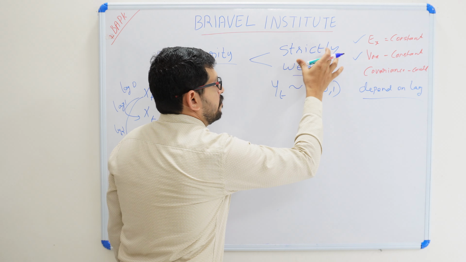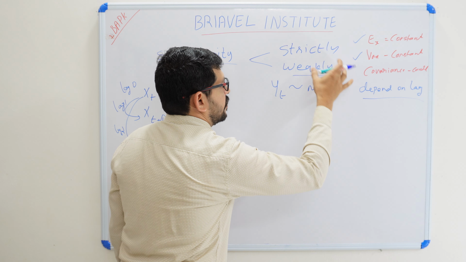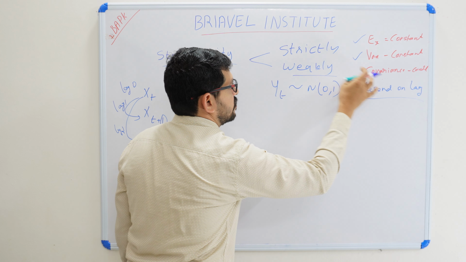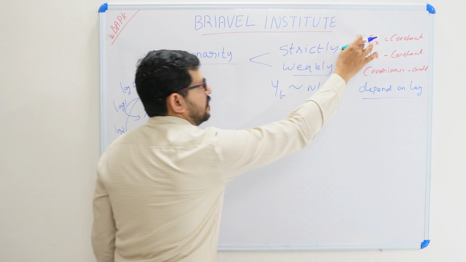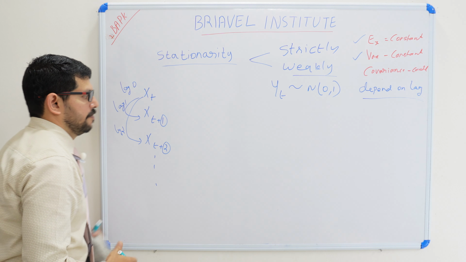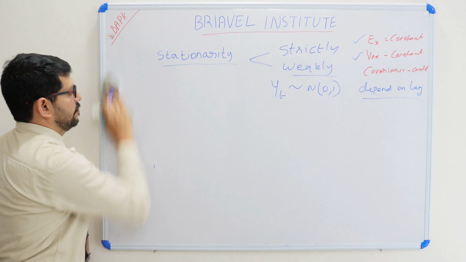So compare strictly and weakly stationary. Once a process is weakly stationary, the covariance depends only on the lag, and the mean and variance will remain constant. So we'll take one example for a weakly stationary process.